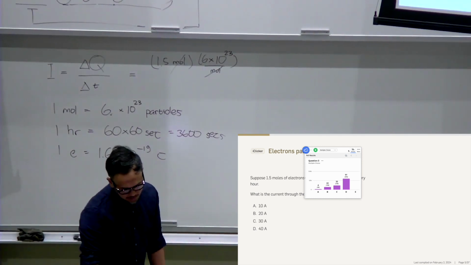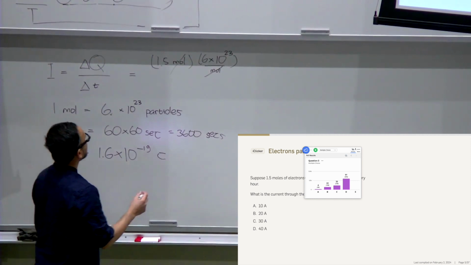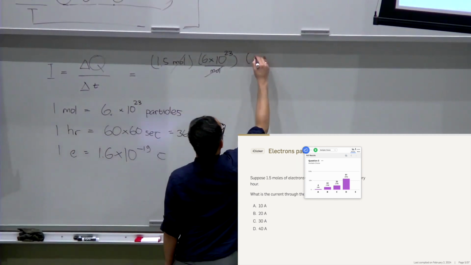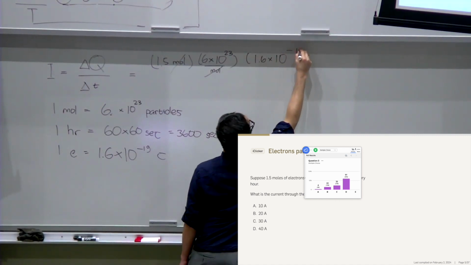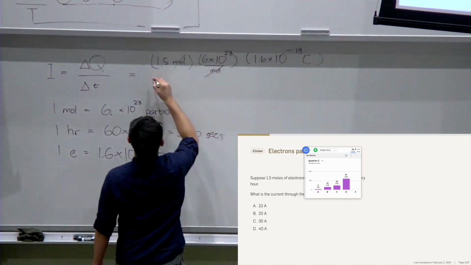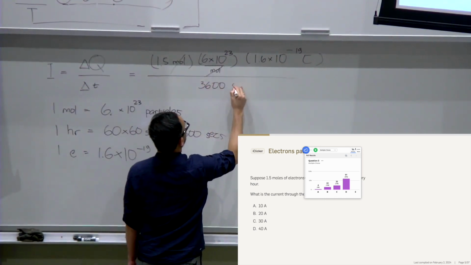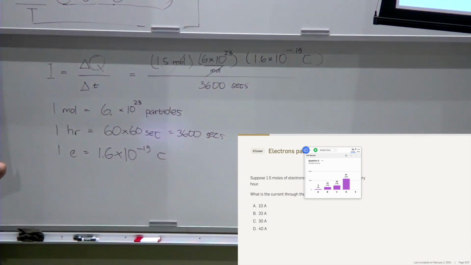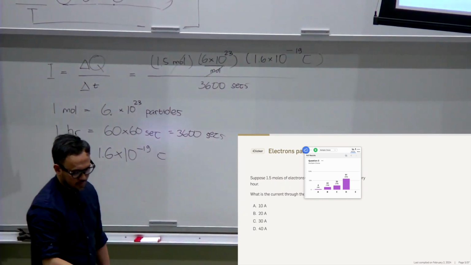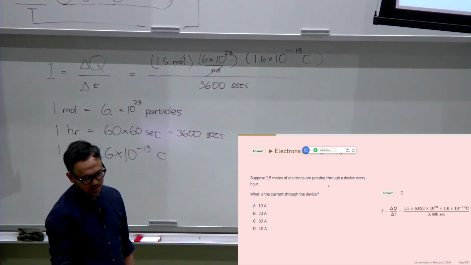And then we need to put the charge in coulombs. So the charge is 1.6 times 10 to the minus 19 coulomb. Delta T is 3,600. You cannot put hours. You should use seconds. And I did this last night, but I forget. So the answer is D.